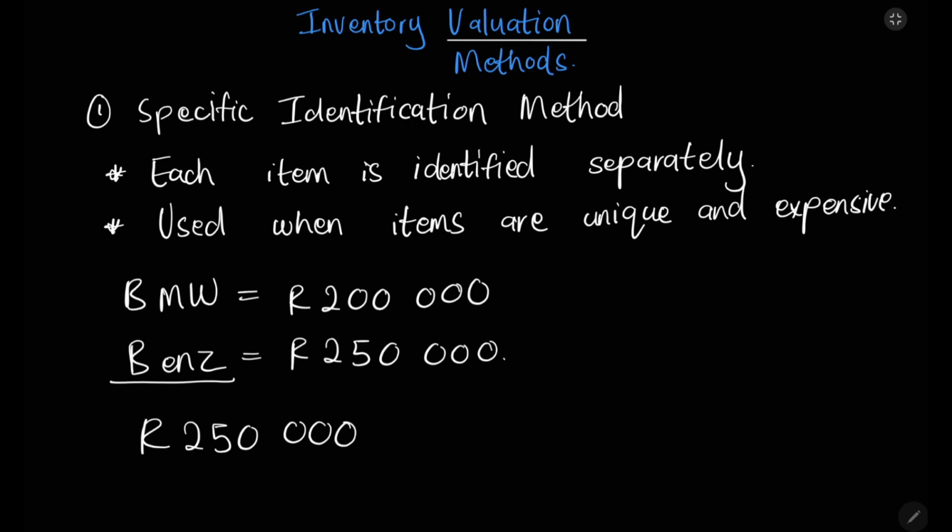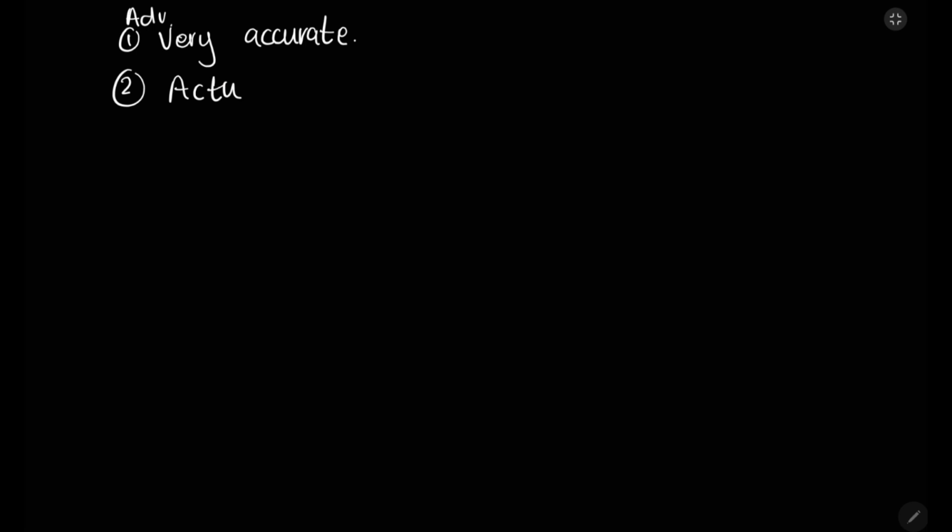Now, what are the advantages of the specific identification method? Firstly, it is very accurate as they specify which item is sold or the value of a certain item. And secondly, actual cost is used. Therefore, things are very accurate. So remember that about the specific identification method.